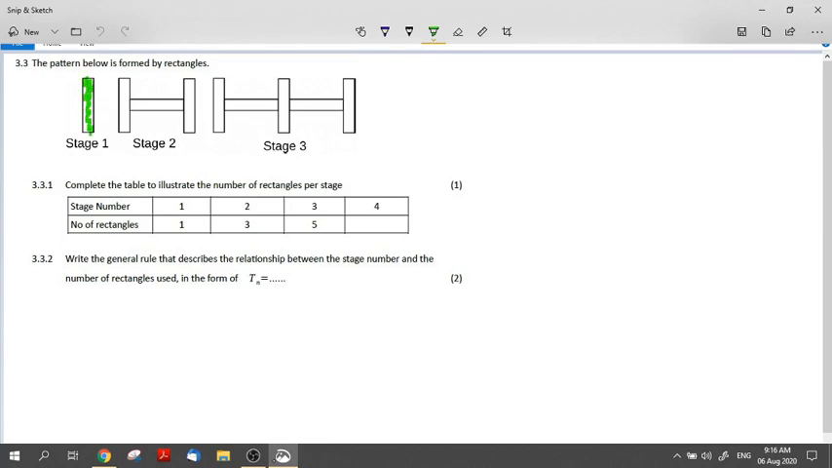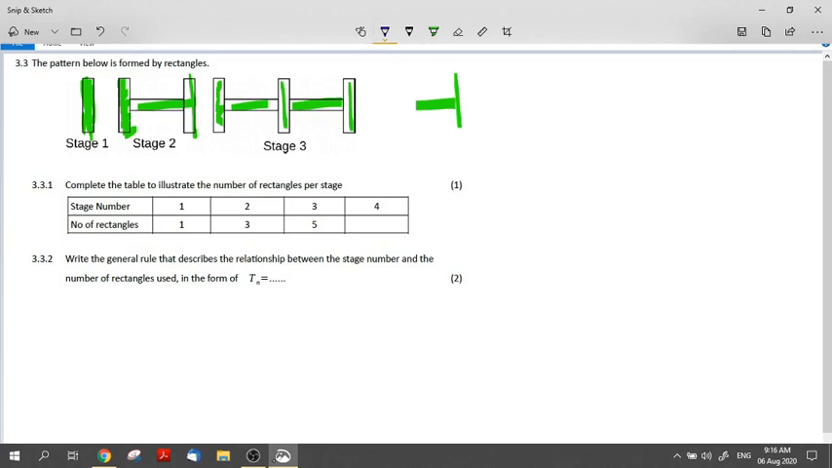Here's one rectangle, and here was my original rectangle over here, and then somebody went and added an H on it. So original rectangle, and then they added these two rectangles, and then we add another one of these. So you can see that every time we're adding a horizontal rectangle and a vertical rectangle. It says to you, complete the table to illustrate the number of rectangles per stage.